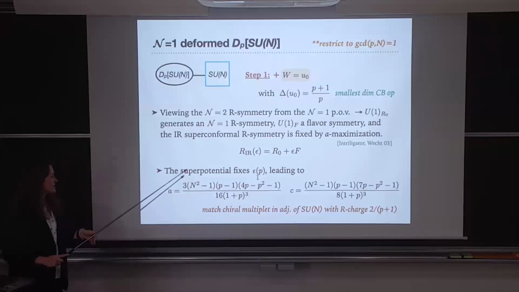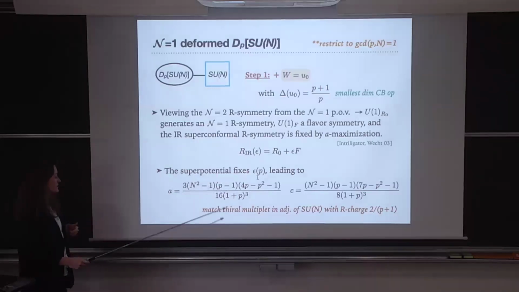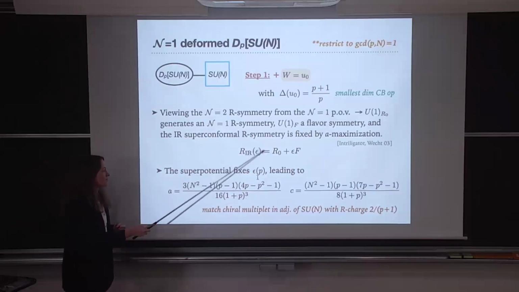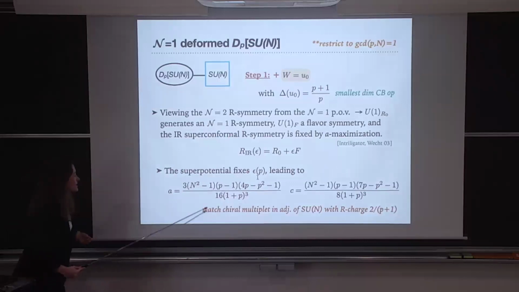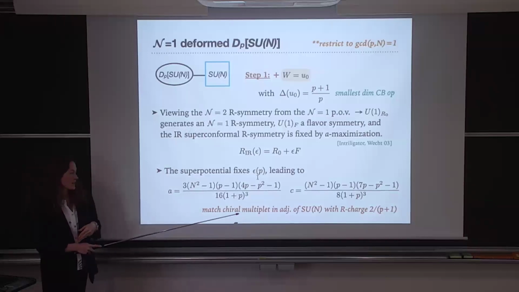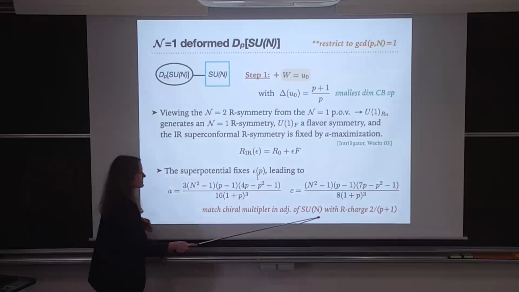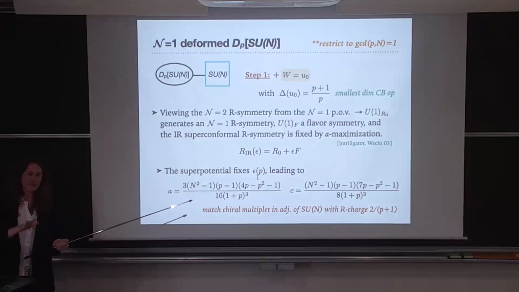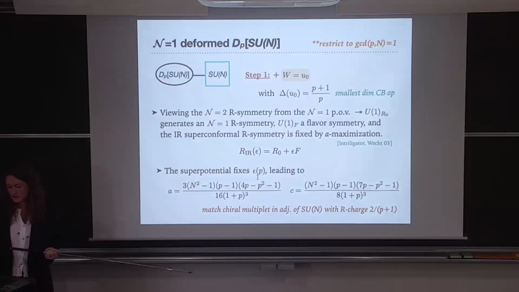You can check, and you can see that this leads to a particular form of the superconformal R symmetry at the N equals 1 fixed point, and because the a and c central charges are related to anomalies involving the superconformal R symmetry at the fixed point, it allows me to compute the central charges. And the first observation is that the central charges of this theory plus this deformation exactly match the central charges of a chiral multiplet in the adjoint representation of SU(N) with this particular R charge 2/(p+1). So that's the first step. We can argue that we flow to this fixed point, and this fixed point has the same central charges as a particular adjoint chiral multiplet.